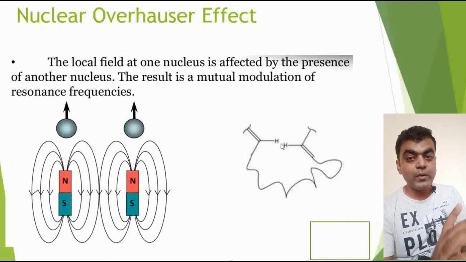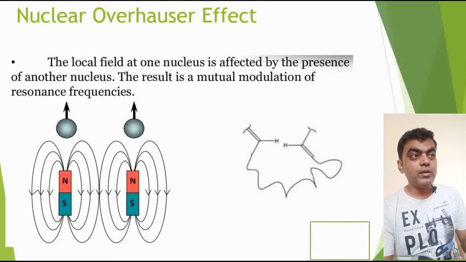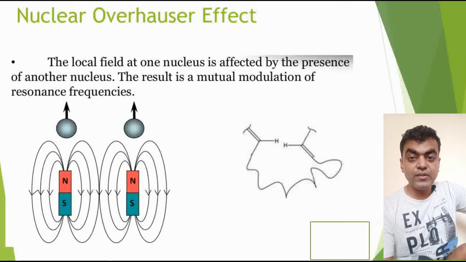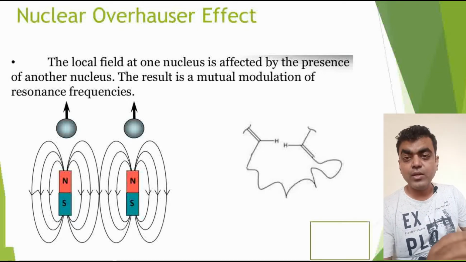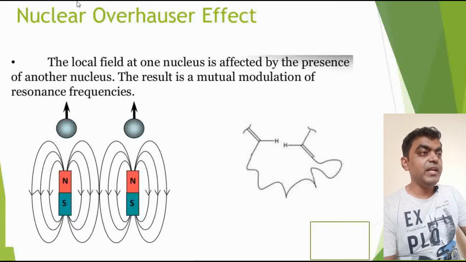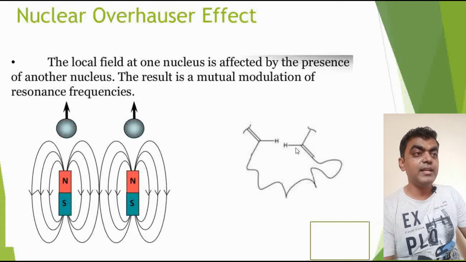But we are missing this when we are doing a 1D, and even when we are doing simple 2D correlations. So to find out this information, one of the easiest things is to study the Overhauser effect. Now, when we are doing an Overhauser effect study, we have common experiments like NOESY or HOESY that we can run, and the local field at one nucleus is affected by the presence of another nucleus. The result is a mutual modulation of resonant frequency.